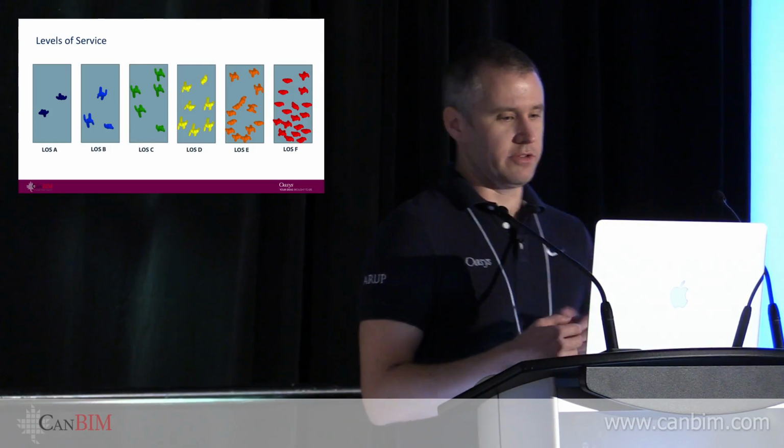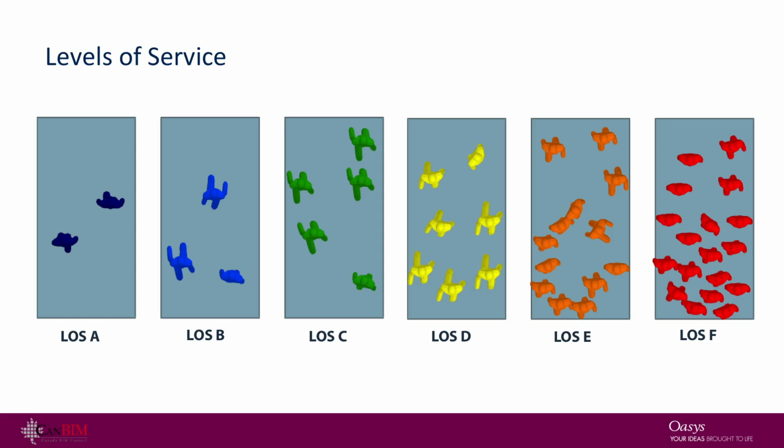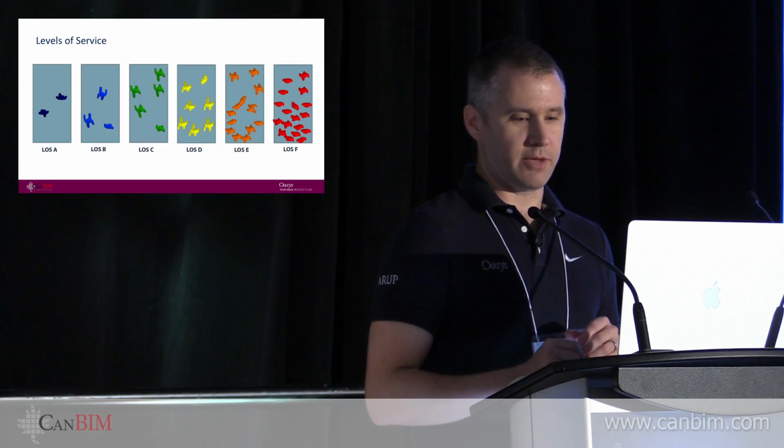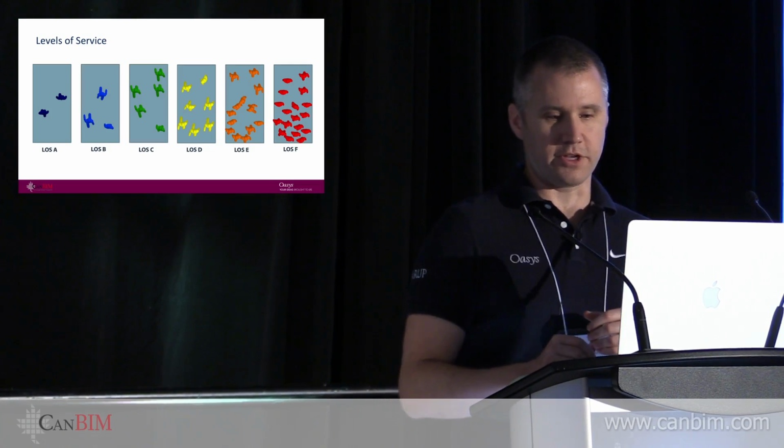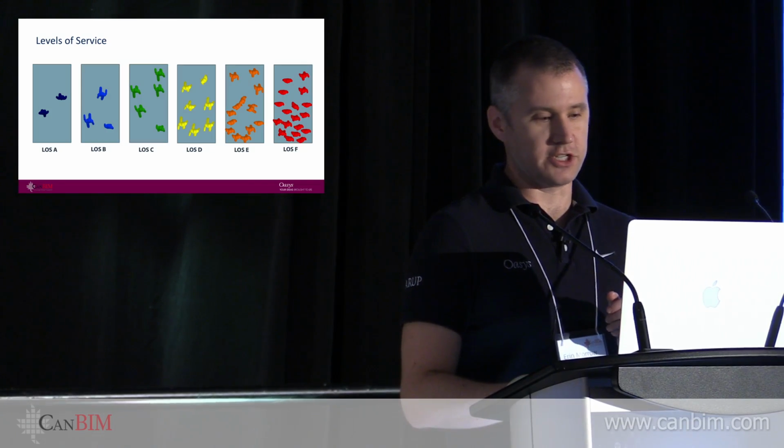And this is what it looks like when you sort of consider people from an overhead view. You've got on the left level of service A, people moving however they want, all the way to people jammed up and not being able to do what they want, sort of queued up like they might be at escalators in a busy transit station.